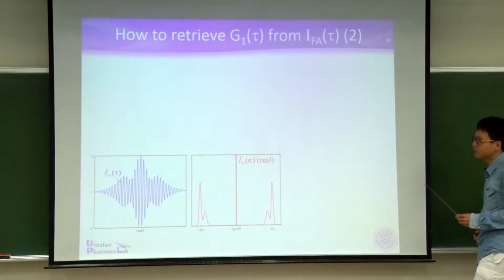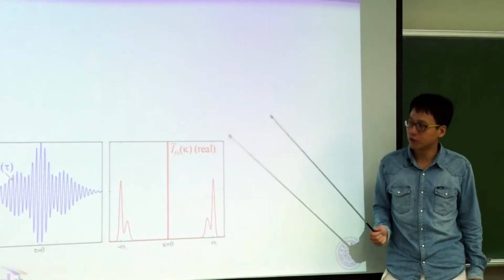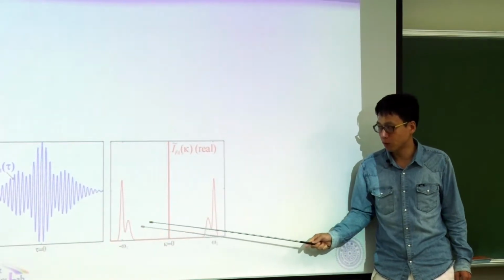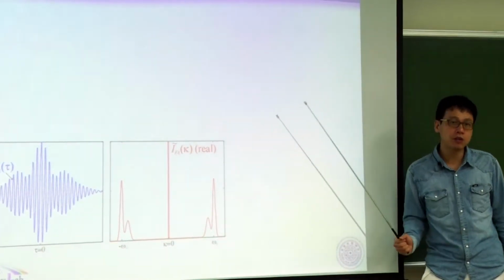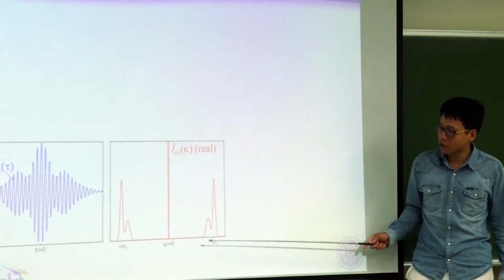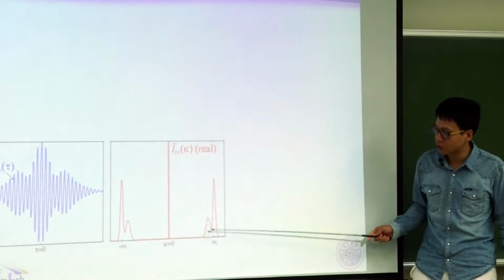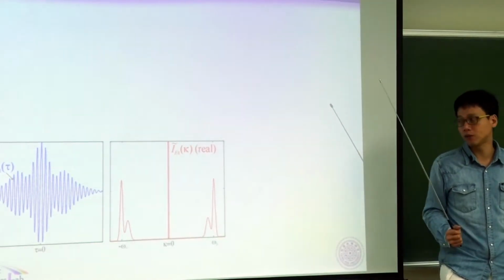What can you have? Just like this. Data trace, the blue curve. After Fourier transform, you have something like this. DC term, you have a very sharp delta function. And at omega 0 and minus omega 0, you have some frequency components. And they are roughly symmetric.